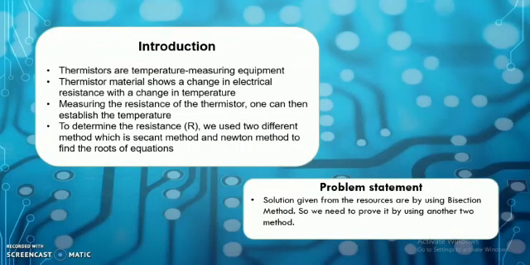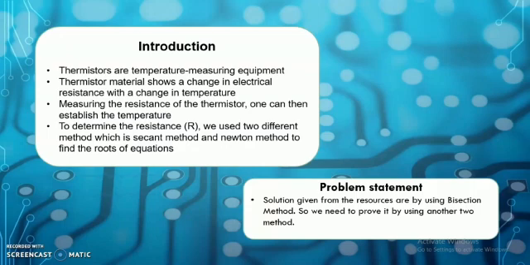First, our introduction. Thermistors are temperature measurement equipment. Their material shows a change in electrical resistance with a change in temperature. By measuring the resistance of the thermistor, one can then establish the temperature. To determine the resistance, we use two different methods, which are the Secant method and the Newton method, to find the root of the equation.